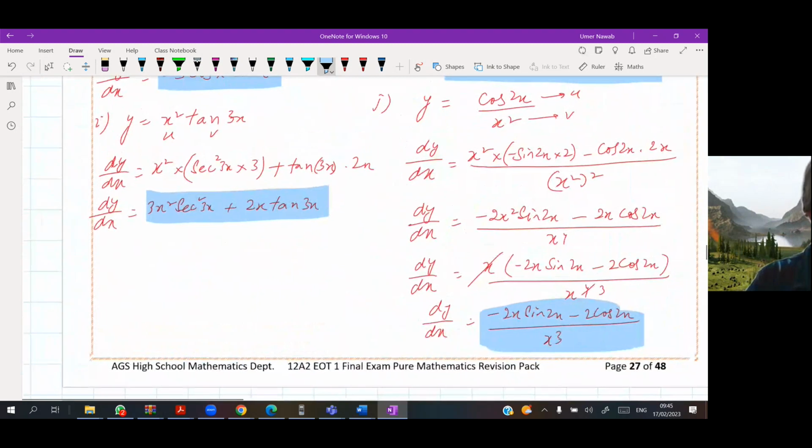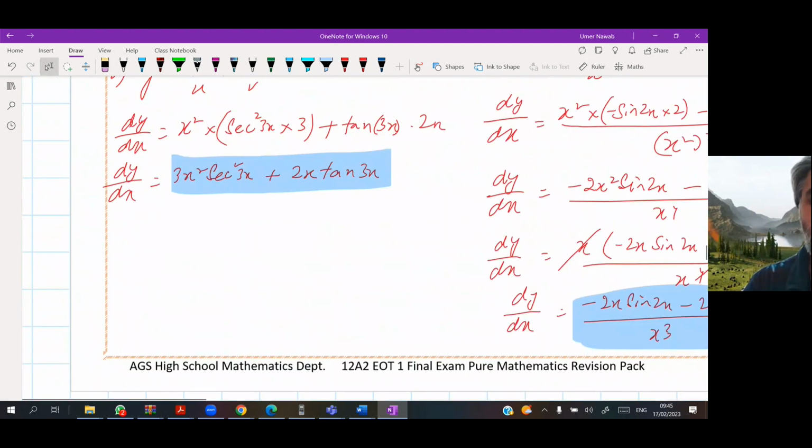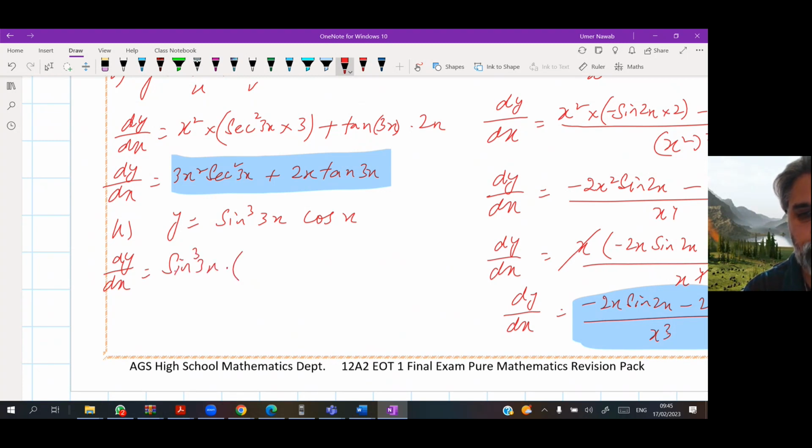What is left? J is done. K part and L part. So let's do the K part. K part is y is equals to sine cube 3x and cosine of x. I need to apply the product rule. Sine cube 3x as it is. The derivative of cosine of x is minus sine of x, plus cosine of x as it is.